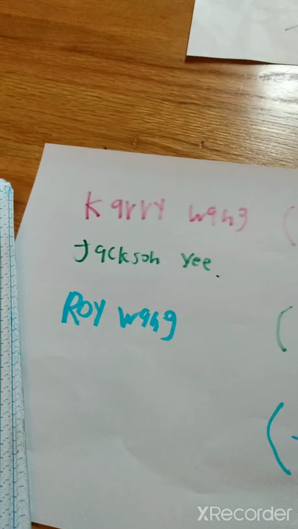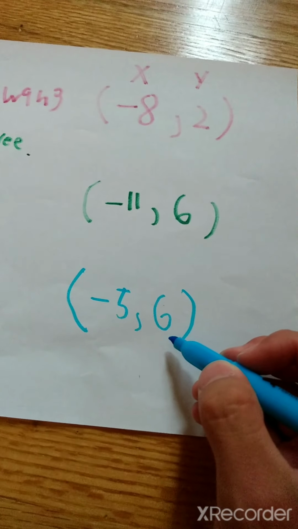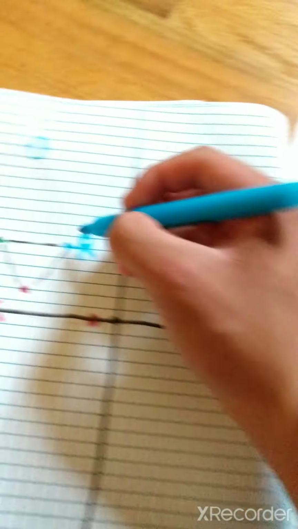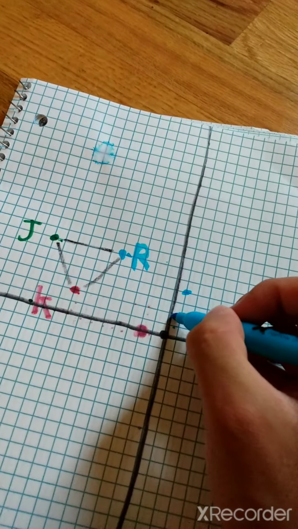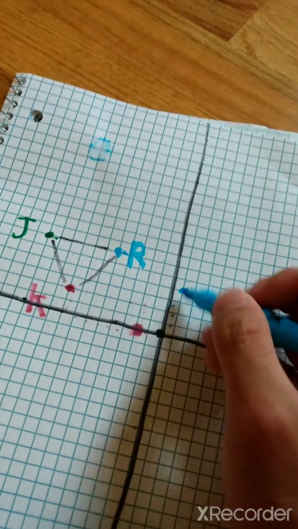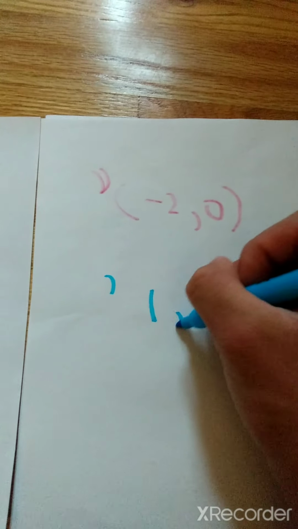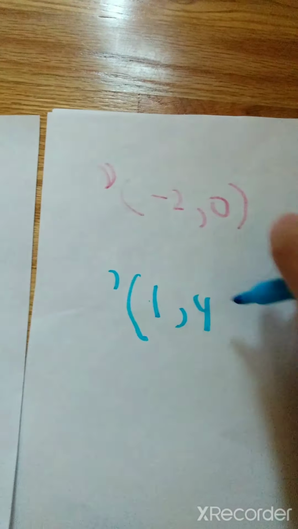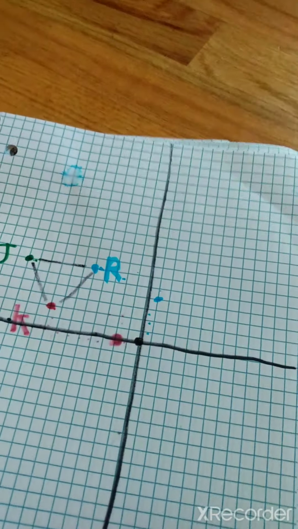Same thing with the other boy band members. Roy Wang, -5, +6. After he moves, he will land at 1, 2, 3, 4. So +1, +4. His new place is now 1, 4. But in parentheses, that is Roy Wang's new spot.